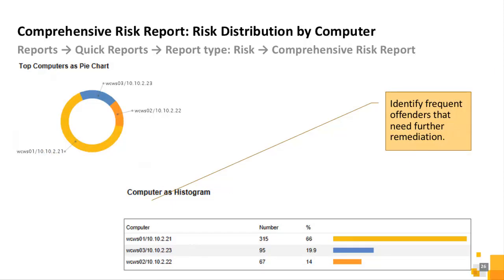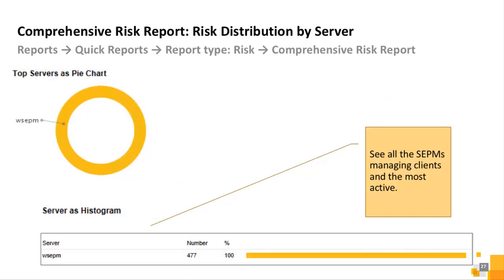You can identify frequent offenders with the Risk Distribution by Computer report. It could be that the system requires a full scan or is repeatedly attacked and needs to be isolated from the network. You can also use this information to determine the potential source of an infection.